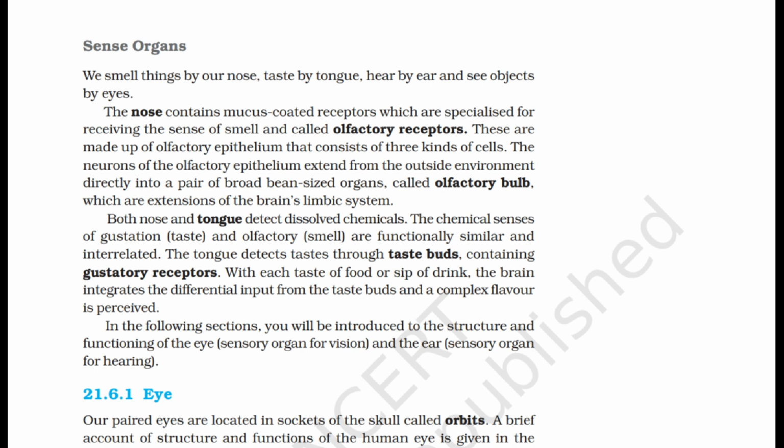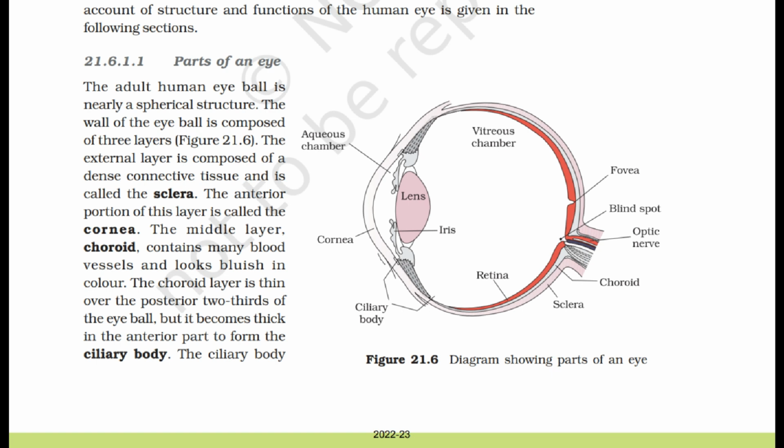Eye. Our paired eyes are located in sockets of the skull called orbits. A brief account of structure and functions of the human eye is given in the following sections. Parts of an eye. The adult human eyeball is nearly a spherical structure. The wall of the eyeball is composed of 3 layers. The external layer is composed of a dense connective tissue and is called the sclera. The anterior portion of this layer is called the cornea.